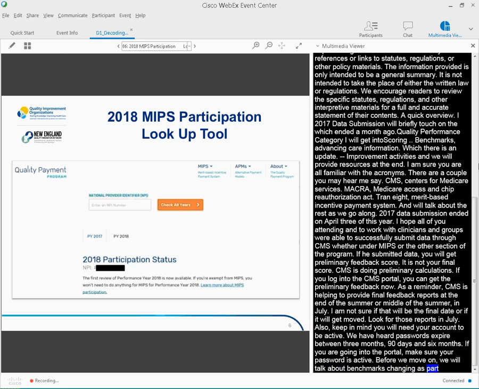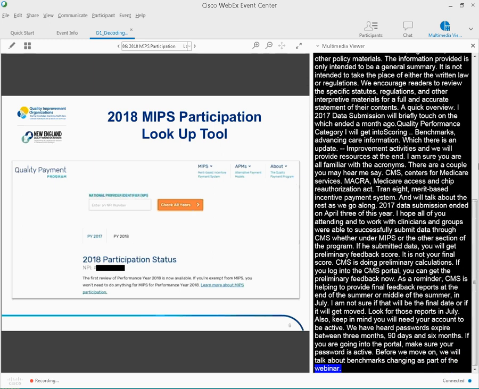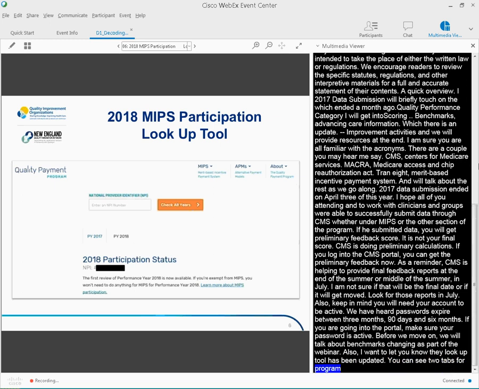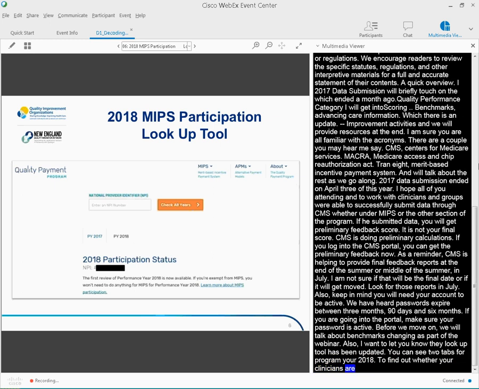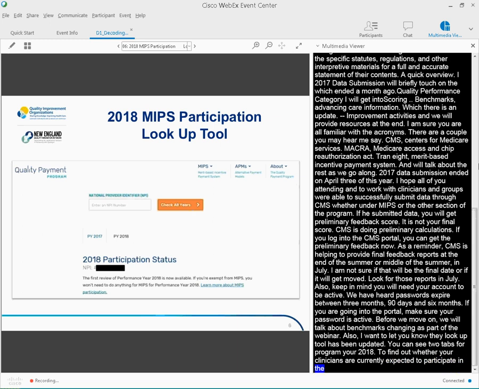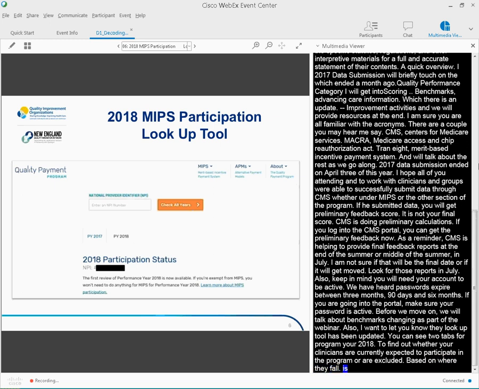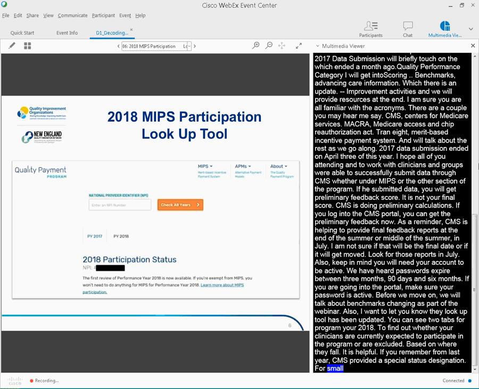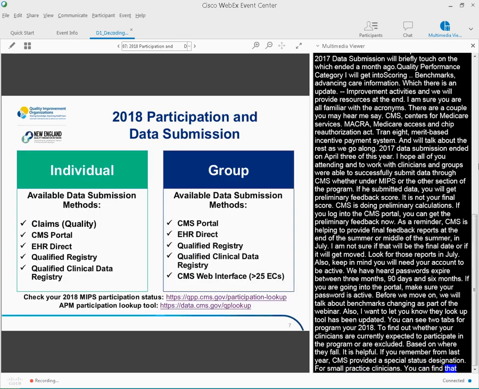Also, just want to let you all know that the 2018 MIPS participation lookup tool has been updated. As you can see, I looked up a clinician here, and you can see 2 tabs. There's the Program Year 2017 and Program Year 2018, so you can find out whether your clinicians or yourself are currently expected to participate in the program or excluded based on wherever they might fall. This is also helpful, as you can remember from last year, CMS provided the special status designations, so hospital-based, non-patient-facing, small practice clinicians. You'll be able to find that out now, which might help you plan for 2018.